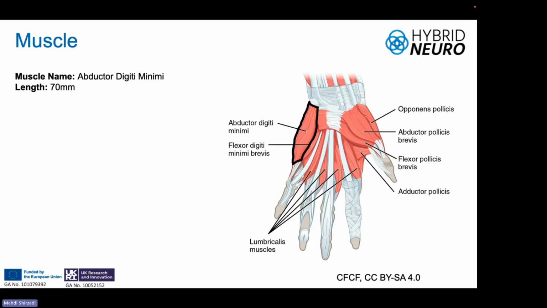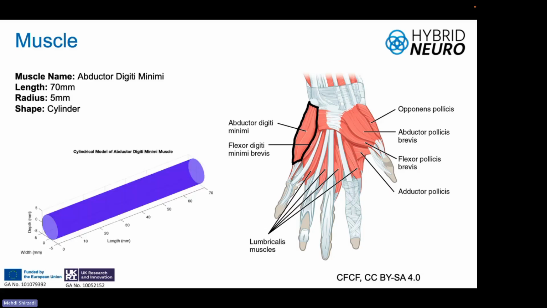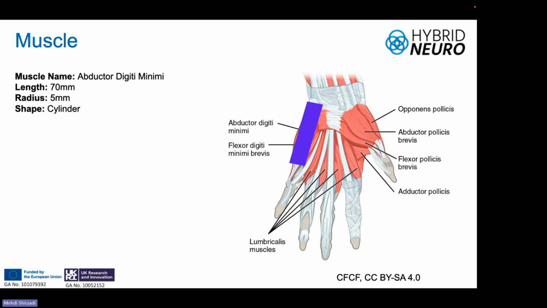So if you measure it yourself or check the literature, on average, it has a length of around 70 millimeters and a radius of 5 millimeters. And we can consider it has a cylinder shape. So if we create a cylinder like this, and we change the size to put it in the hand, it can more or less fit into the hand, and generally this cylinder shape is the acceptable shape.